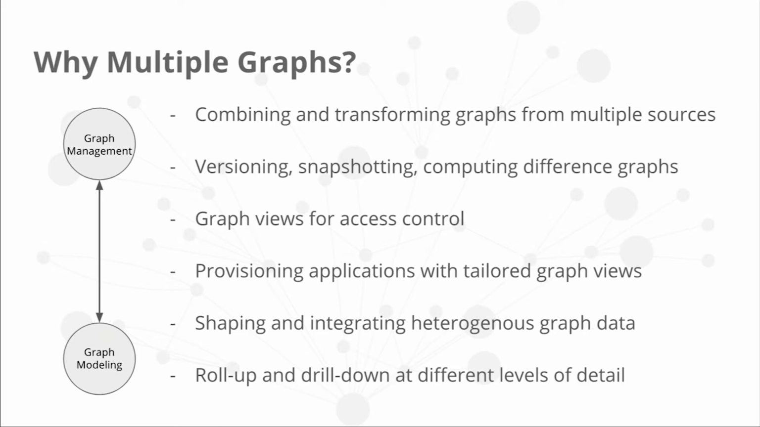and I'll touch on that in a second. But beyond that, there's much more to multiple graphs than just graph transformation. We see a lot of interesting use cases coming up by adding this feature to the world of Cypher. From combining and transforming graphs, to versioning and snapshotting, to access control, to application graph views, to dealing with heterogeneous data, to roll up and drill down. There's going to be a lot of exciting things coming in the world of multiple graphs in the future to both Cypher for Apache Spark and certainly also Neo.